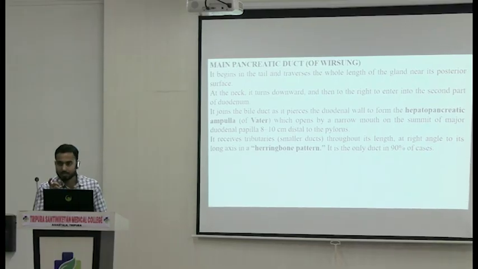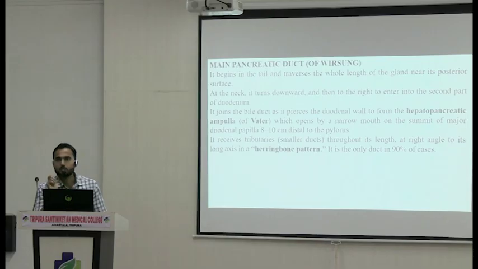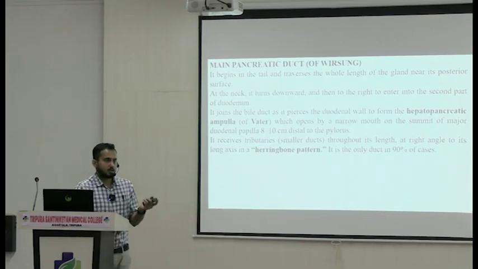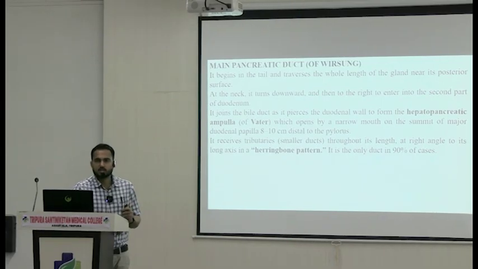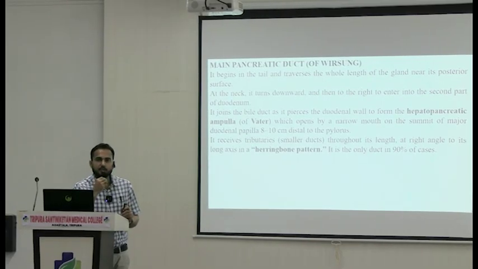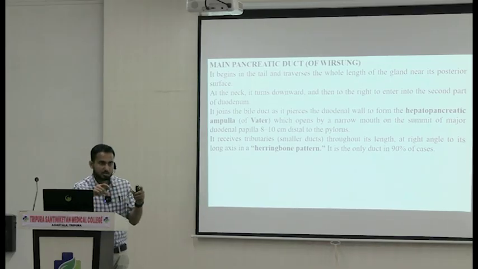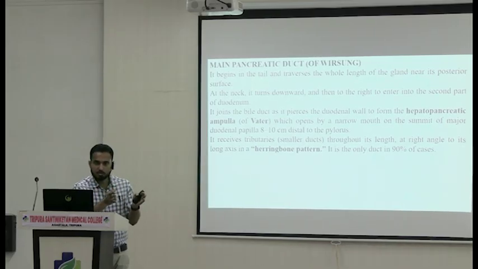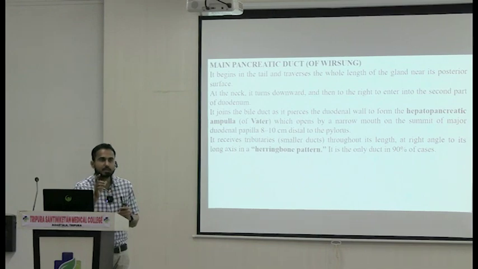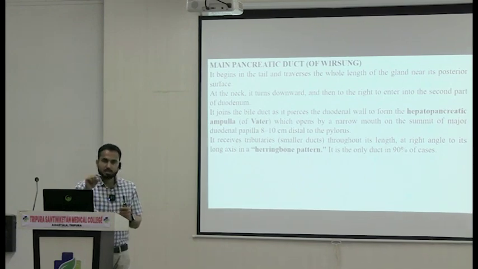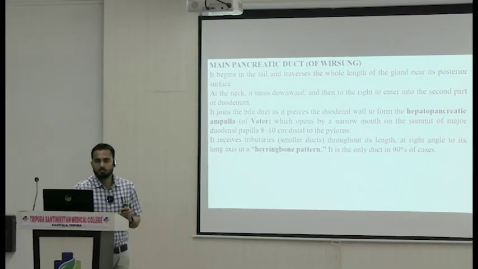And if you see the structure, it is a herringbone pattern. I'll give an example. I hope you have seen small fish. Whenever you are eating small fish, after removing the flesh, have you seen the skeleton of the fish? One bone is there and other bones are attached to it. That is the herringbone pattern.